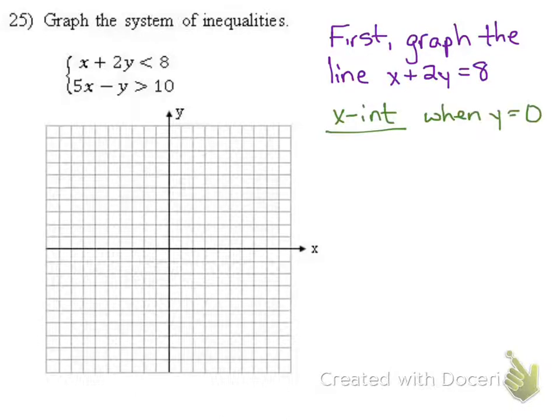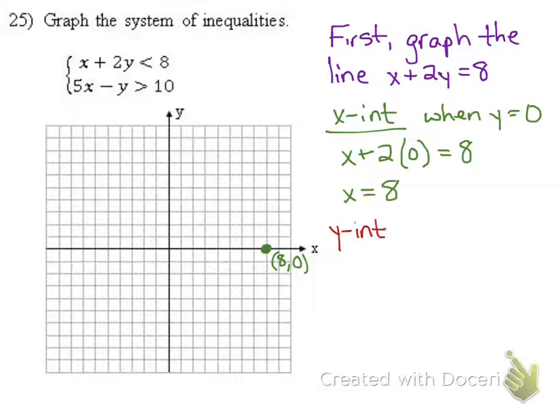and y intercepts. So the x-intercept is the value for x when y is equal to 0. So I'm going to take that rule and plug in 0 for y. That gives me x is equal to 8, and so that gives me my x-intercept, where to plot a point on the x-axis.